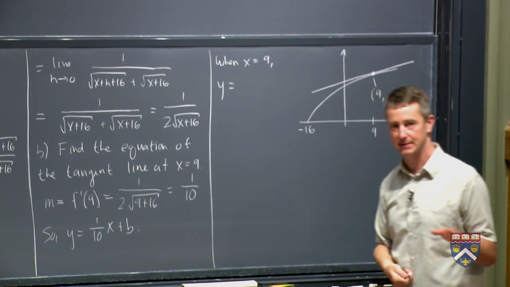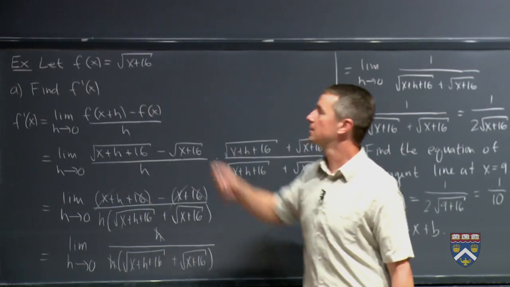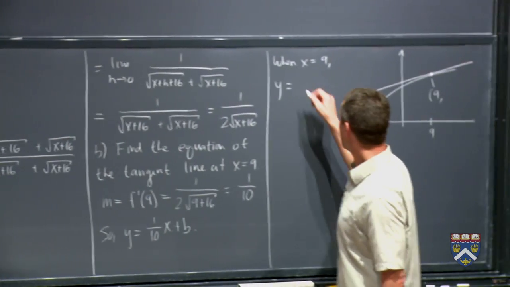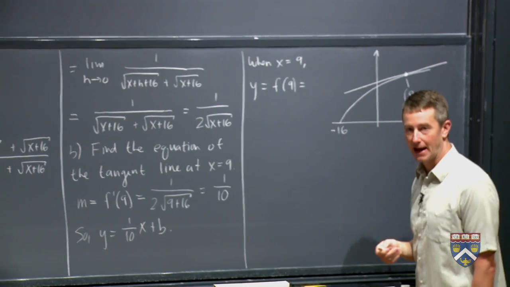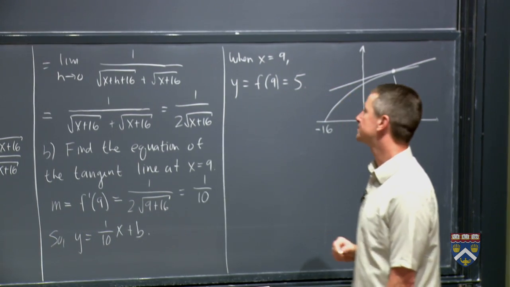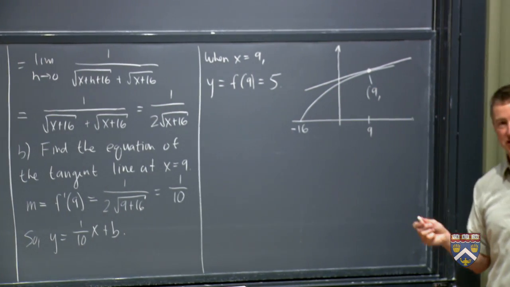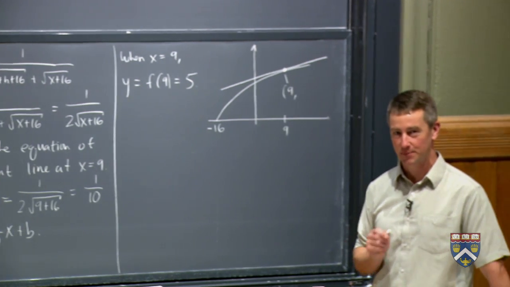Same as it was in the last example. We plug back into the original function over here. So y equals f of 9, which is the square root of 9 plus 16, the square root of 25, which is 5. And I hope we convinced you in week 1 that the square root of 25 is not negative 5, right? Otherwise, square root wouldn't be a function.